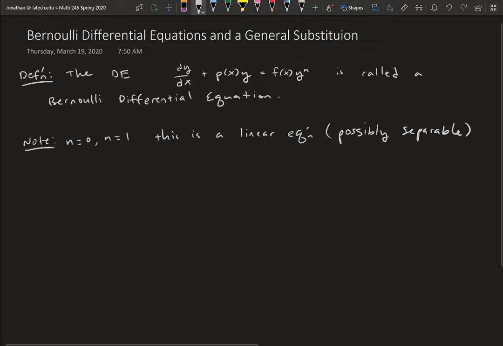Now, to solve, we make a substitution. Everything in section 2.5, we're going to make a substitution. Last time we made a substitution.